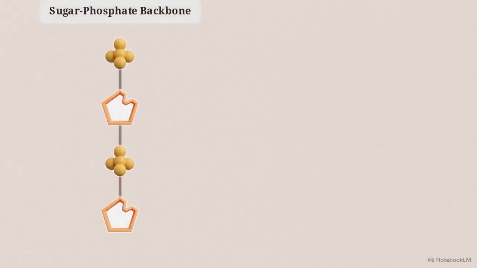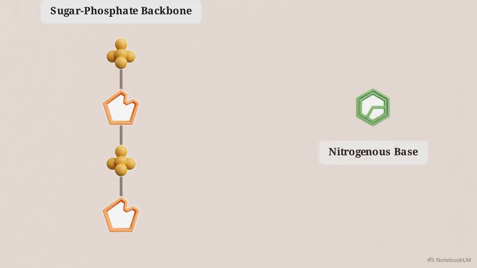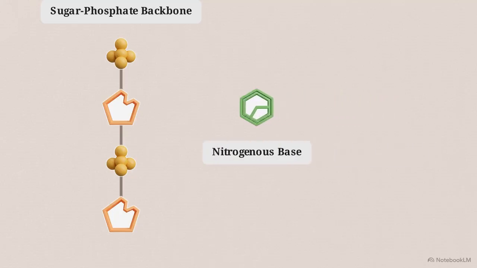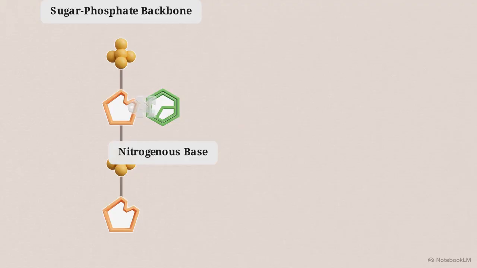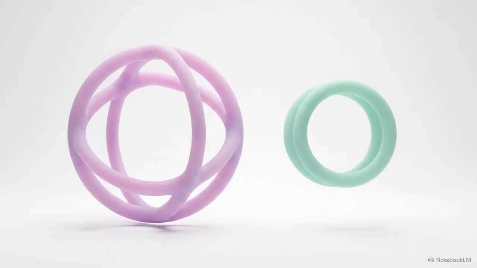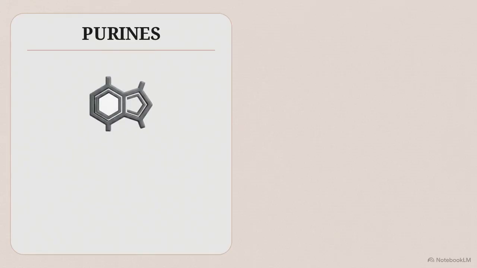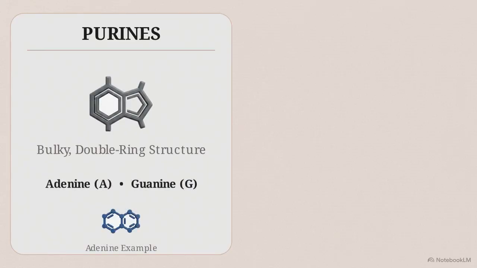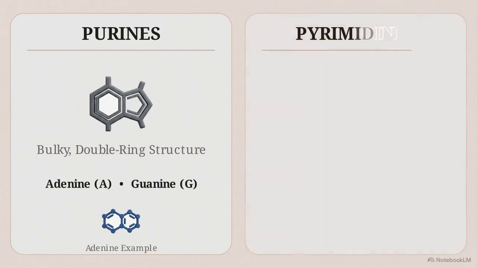The schematic isolates the third and final piece, the nitrogenous base, and shows how it plugs directly into our established sugar-phosphate backbone. These nitrogen-containing molecules are the actual data carriers of genetics. They sort into 2 distinct structural categories based entirely on their physical size. First, we have the larger molecules called purines. They feature a bulky double-ring structure and include the specific variants adenine and guanine.